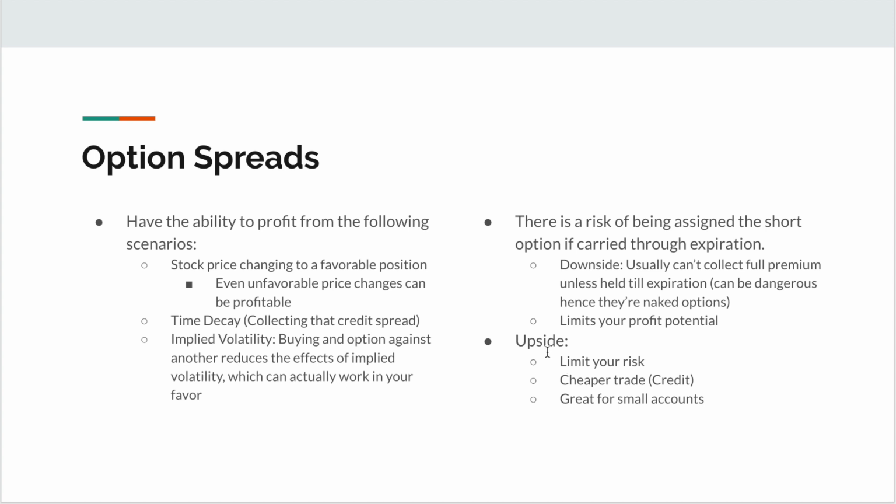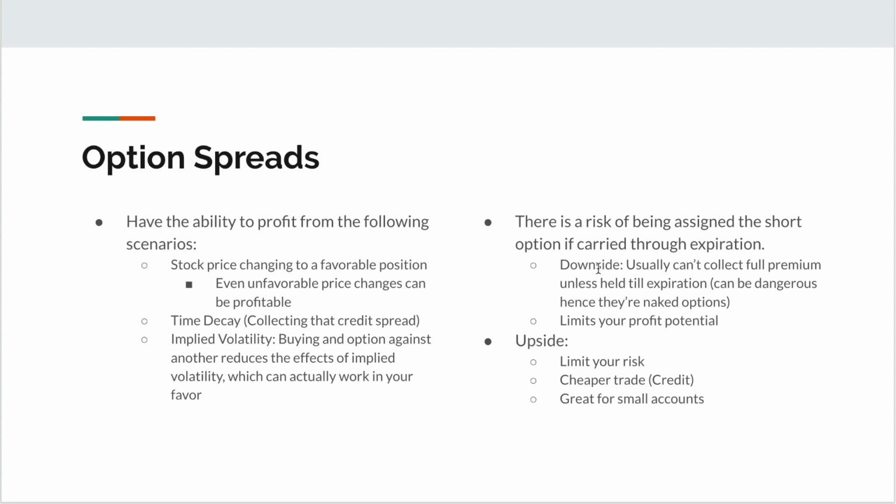Let's talk about some of the upsides and the downsides when you're doing spreads. The upside is that you limit your risk. So you don't spend as much money on buying those options, because you are betting options against each other through the spread. Like I said, it'll make more sense as we go through some examples. It's usually a cheaper trade, so if you have a small account, this is perfect for you. Trading spreads allows you to trade good options with less money.